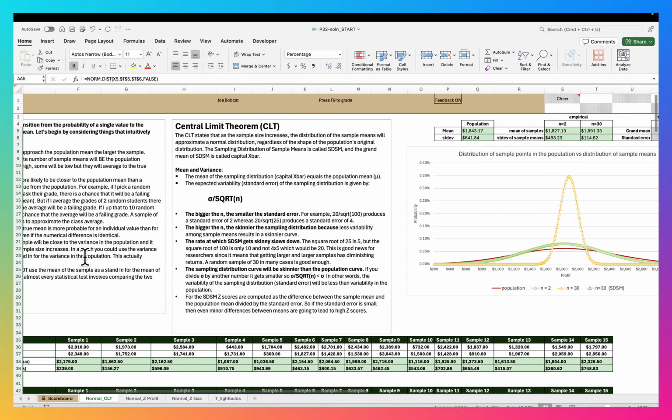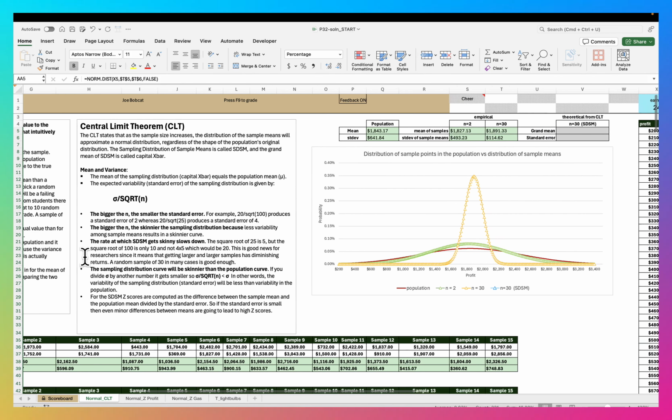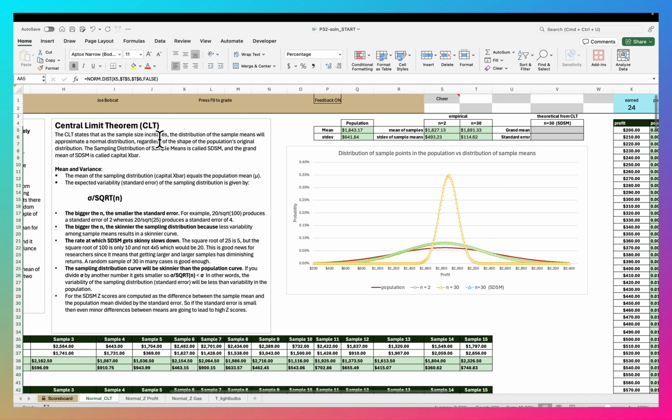All right, now we get to the central limit theorem. This is what it's all about. The central limit theorem states that as the sample size increases, the distribution of sample means will approximate a normal distribution, regardless of the shape of the population's original distribution. So even if the underlying population wasn't normal, the sampling distribution of the sample means would be.